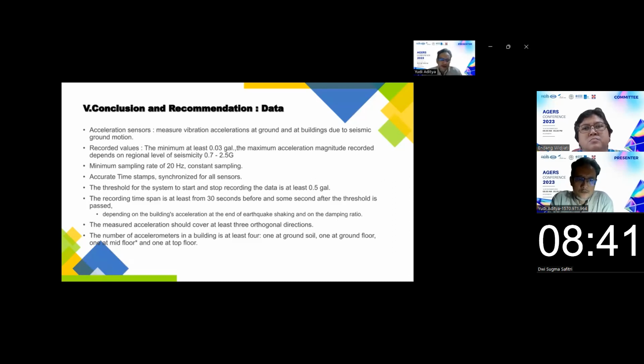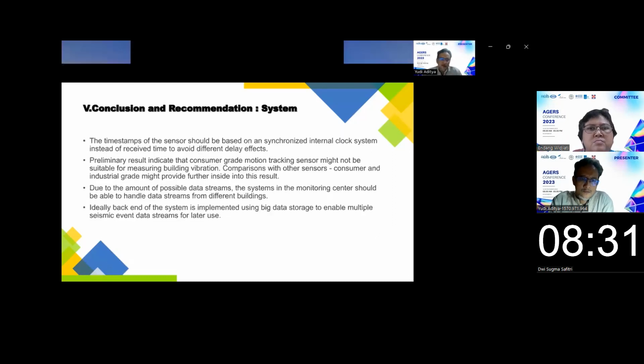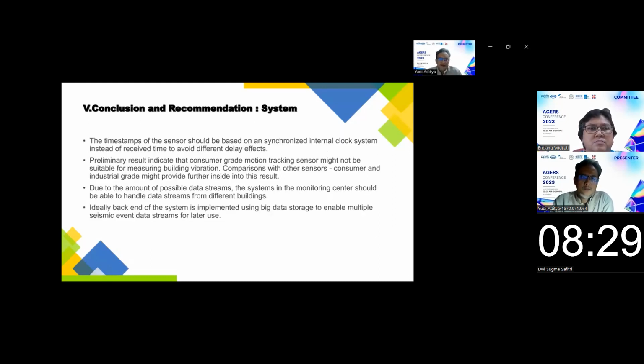The number of accelerometers in a building is at least 4: one at the ground soil, one at the ground floor, one at the mid floor, which is optional, and one at the top floor. Last one, the system timestamp of the sensor should be based on a synchronized internal clock system instead of received time to avoid the different delay effects.